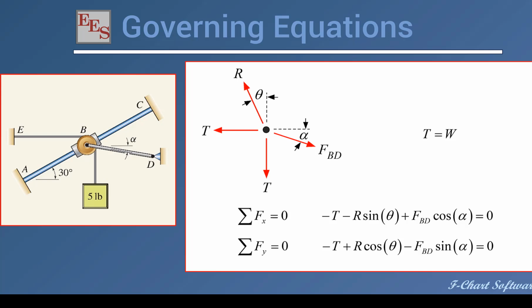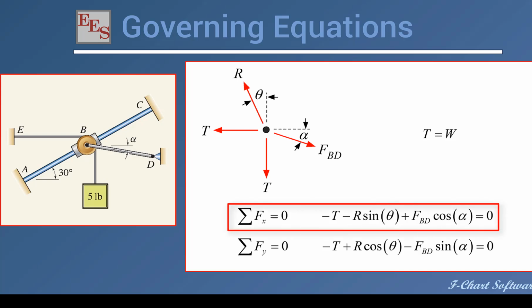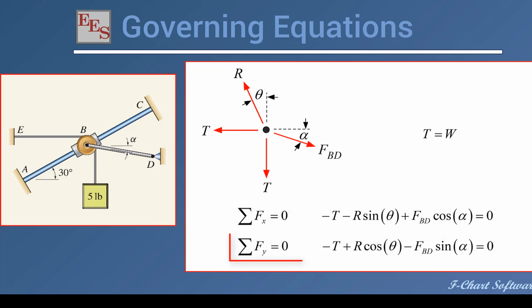So scalar variables would say that we want to sum up the forces in the x direction, and that'll give us one scalar equation, and then we want to sum up the forces in the y direction. That'll give us another scalar equation, and set both of those equal to 0. So let's start with the sum of the forces in the x direction. So if x is to the right, then I have a negative T here. I have a negative R times the sine of theta, that's this component here, and then I have FBD times the cosine of alpha, and that's this component here.